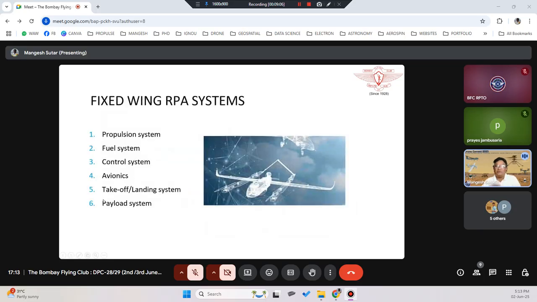So what are the components of the fixed wing RPA system? Propulsion system, fuel system, control system, avionics, takeoff and landing system, and payload systems. These are all the points which are required when we are considering the fixed wing RPA.